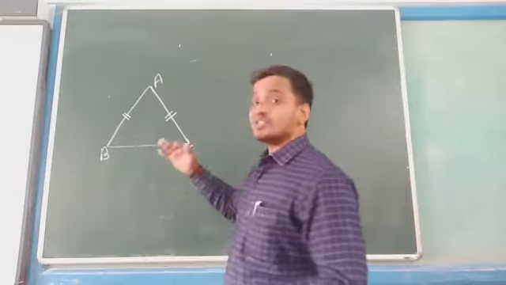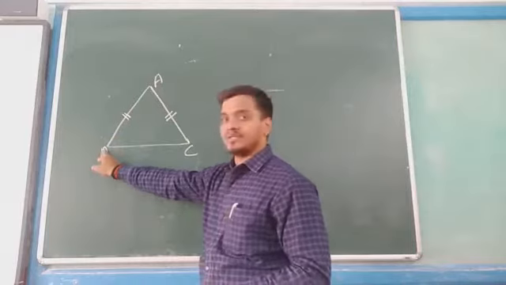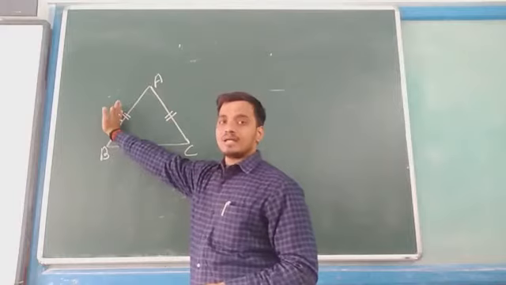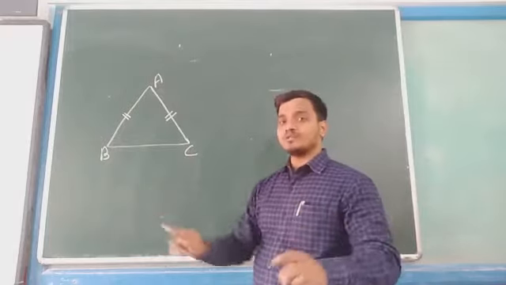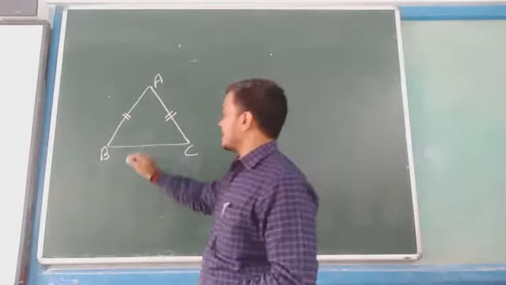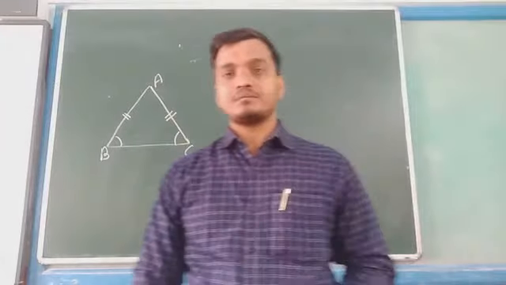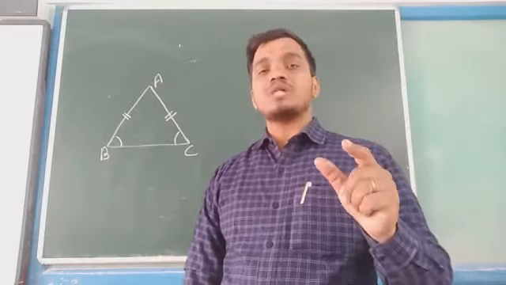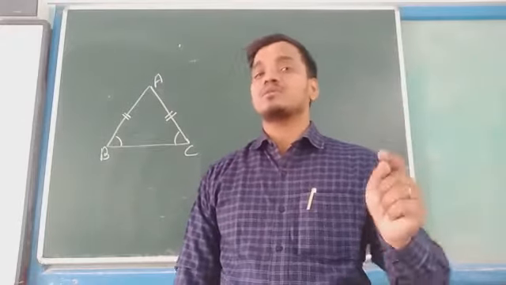The angle which is opposite to the AC side is angle B. And here the AB side is there, and the angle which is opposite to AB is angle C. So according to the property, if AB and AC are equal to each other, then angle B and angle C are also equal to each other. This property says that if any two sides of the triangle are equal, then the angle which is opposite to the equal side is also equal.